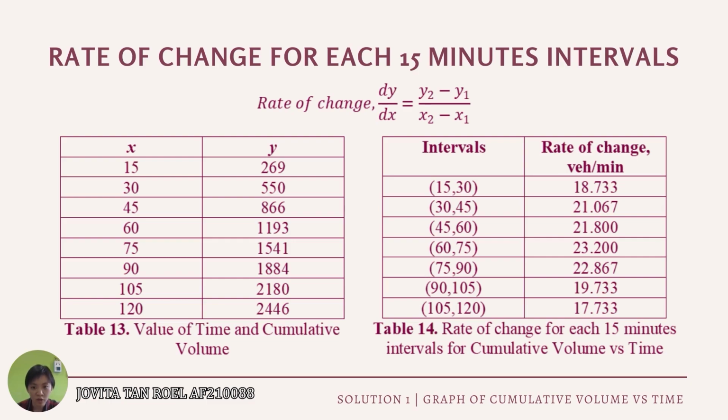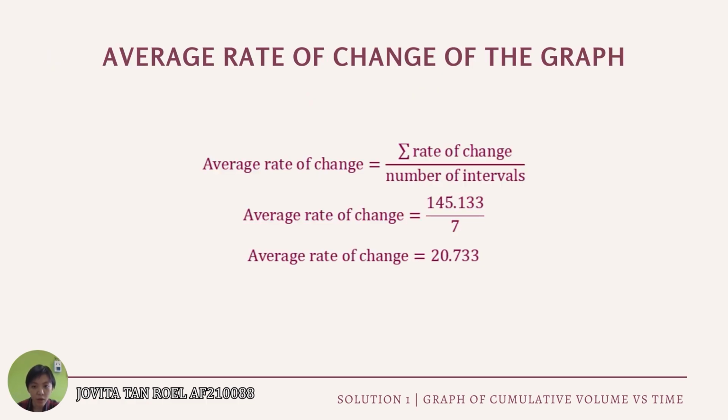Using the formula of rate of change, we can get the result shown in table 14. To calculate the average rate of change of the graph, the sum of the rate of change of each 15-minute interval is divided by the number of intervals, and we get the value of 20.733. That's all for my part.